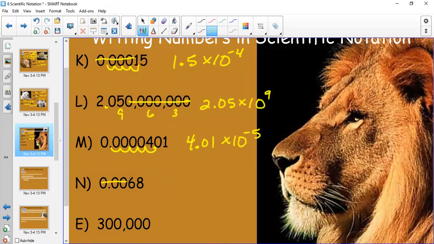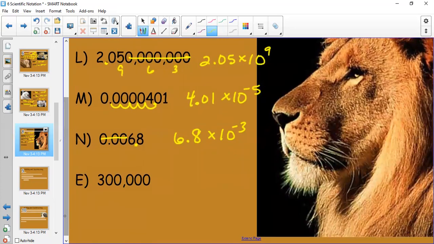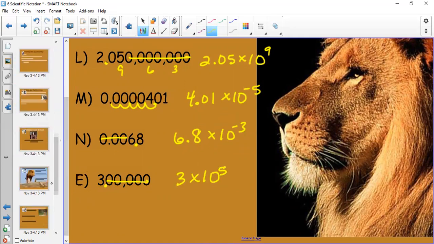N is 6.8 times 10 to the negative 3rd. And this one was hiding here. Cross out the zeros. We just have the number 3 times 10 to the 5th power. Hopefully you did okay on those, because we are going to move on now to operations with them.